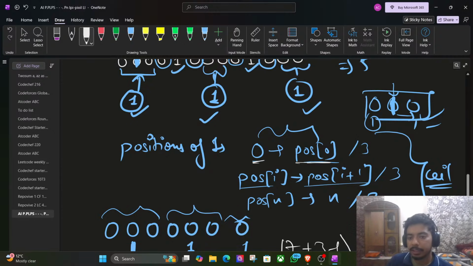From 0 to position 0, check how many zeros are there. There should be also at least three zeros. Okay, take the ceil value with 3. Same goes for I and I plus 1. They take ceil value of 3. Then position n to position total n, which means the last index to the total length, and take the ceil value with 3. Okay?